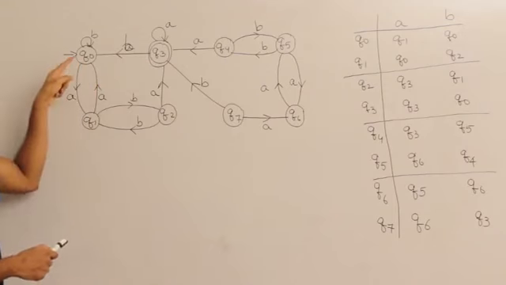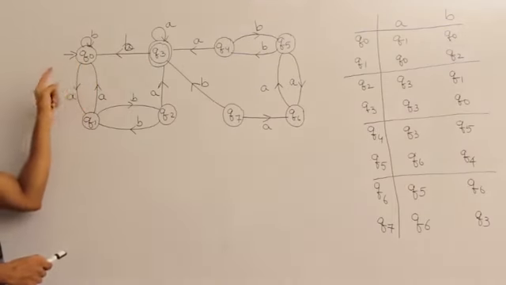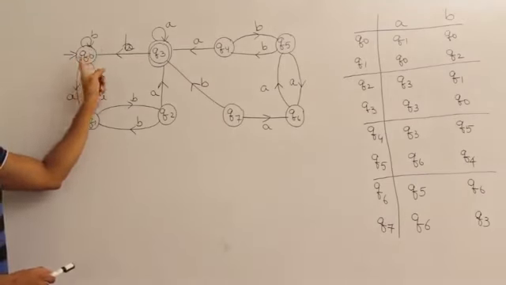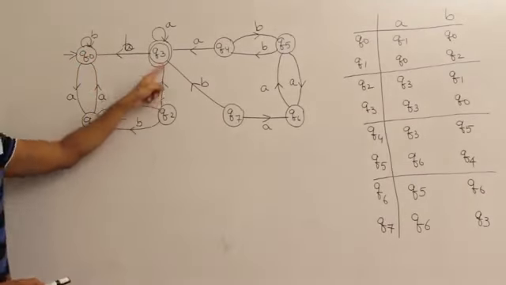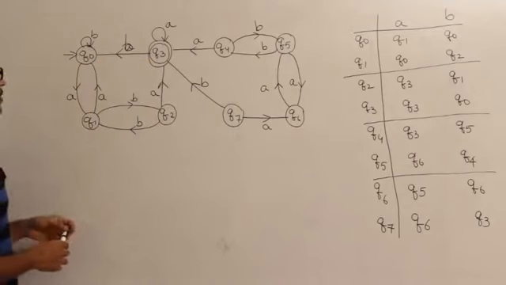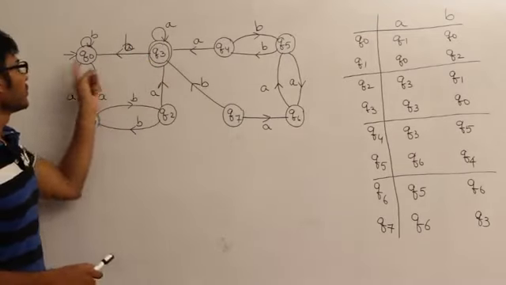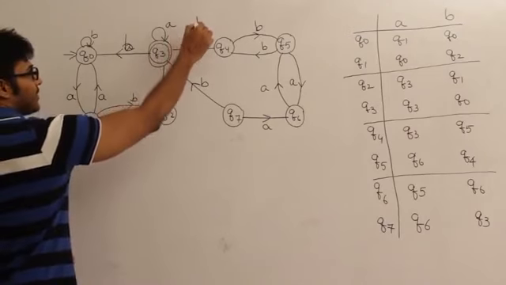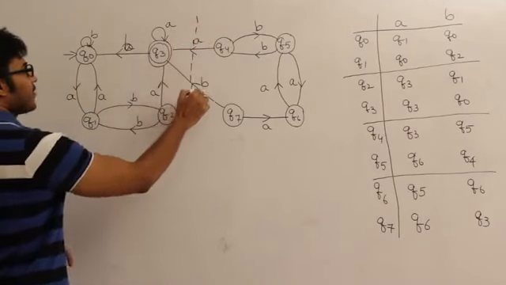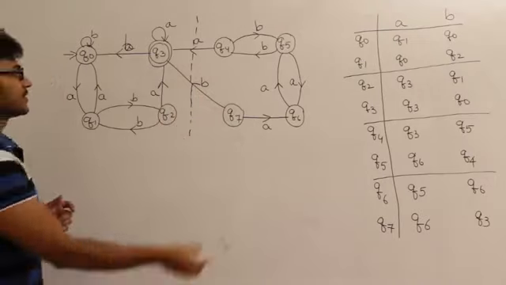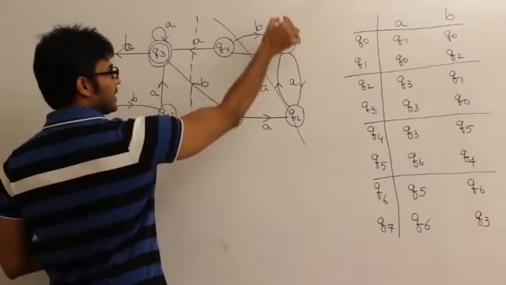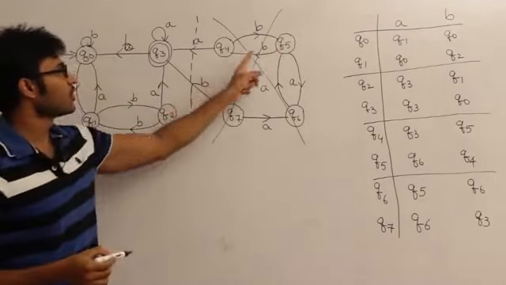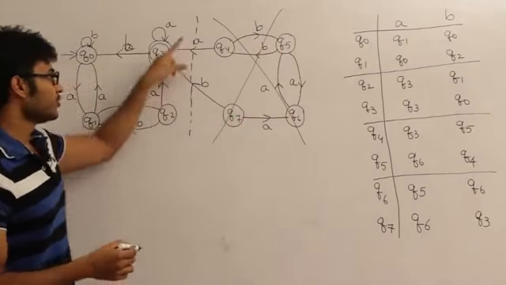From Q0, which is the initial state, Q1 is reachable, right? And from Q0, Q3 is reachable and Q2 is reachable. What about Q4? From Q0, Q4 is not reachable. In fact, this entire part is not reachable from Q0, which means I could actually delete this entire part: Q4, Q5, Q6, Q7.